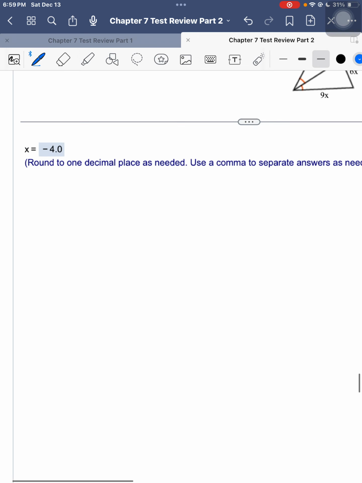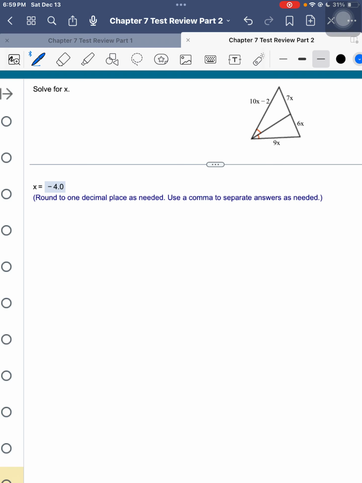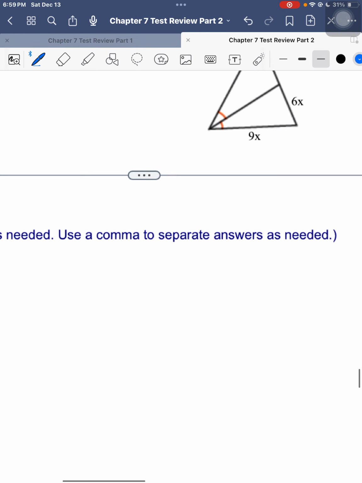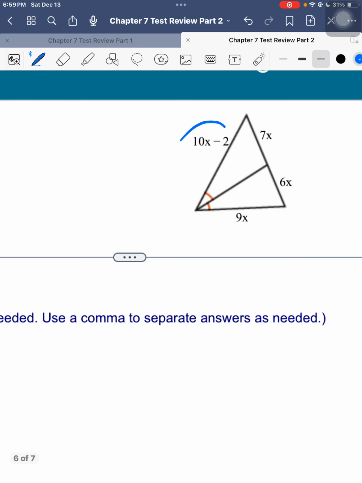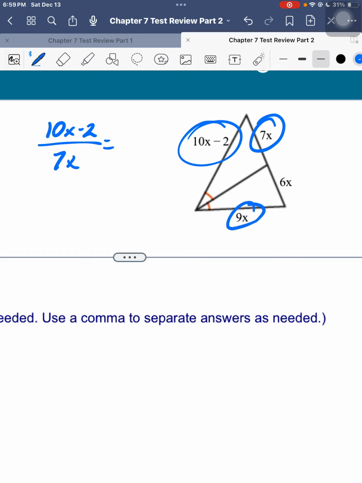All right. Once again, same thing here. Look, the triangle angle bisector theorem tells me that I have a bunch of different ways I can line this up. I can say this is corresponding to that. 10x minus 2 corresponding to 7x is equal to 9x over 6x. Or I could have 10x minus 2 corresponding to this, and 7x corresponding to this. I'm just going to leave it like this because I feel like you guys should already know how to do proportions. So let's solve for it.